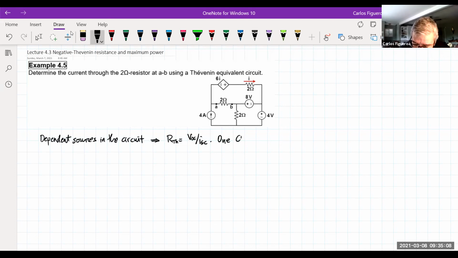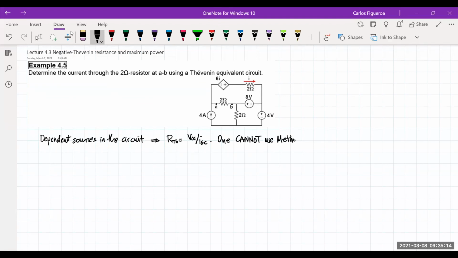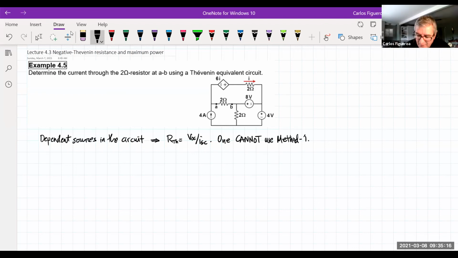We cannot use method one. If you try to use method one, you're guaranteed to lose half your points. Okay? You're guaranteed to lose half your points at the minimum for the Thevenin circuit on the quiz or the exam. So here we go.